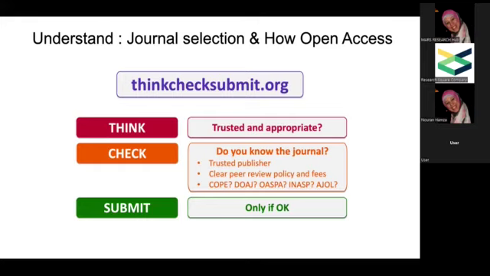Think, is the journal that you're looking at for your paper trusted and appropriate? Check. Do you know the journal? Do you know the publisher? Is there a clear peer review policy and a fee structure? Is the journal listed on COPE, DOAJ, and so on? And then submit only if you're happy. If you'd like to talk to us, we can also help with this process.